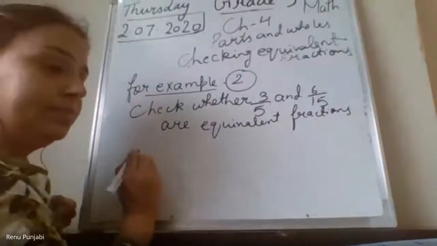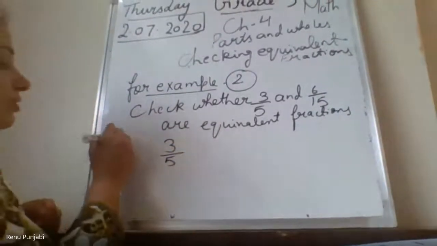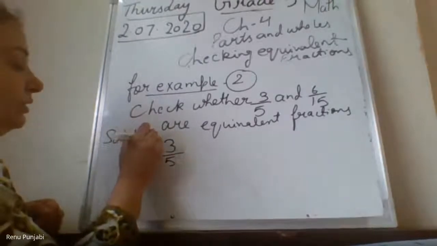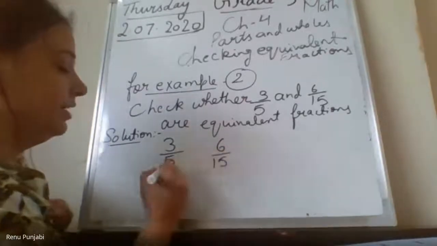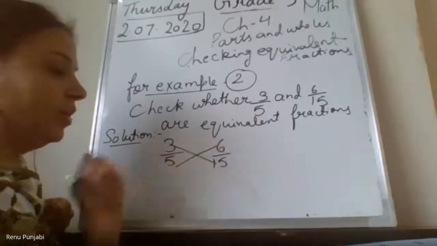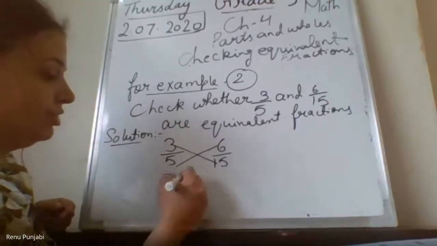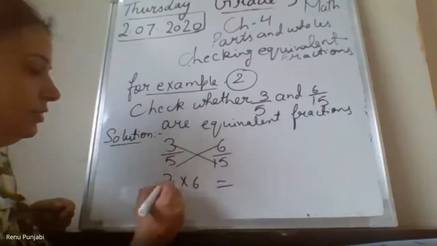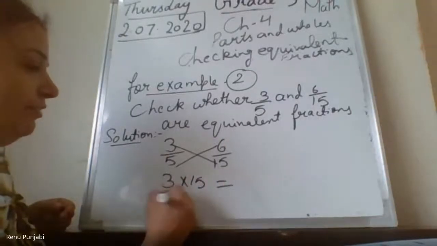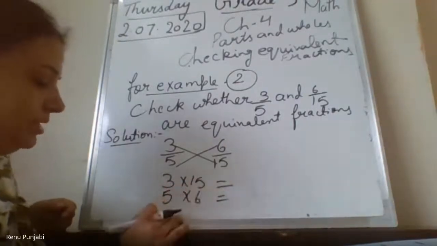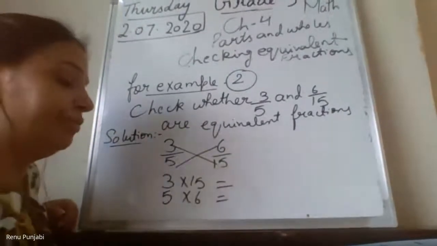First, the fraction is 3 upon 5. We write the solution. Write 3 upon 5, then write 6 upon 15, and then write the cross multiplication sign. First, you will do 3 into 15 equals to what? And 5 into 6 equals to what? Tell me the answer in the chat box. 3 into 15 is what?